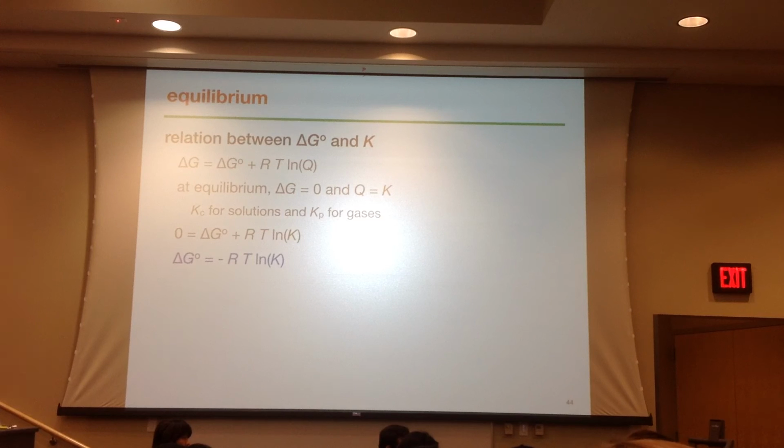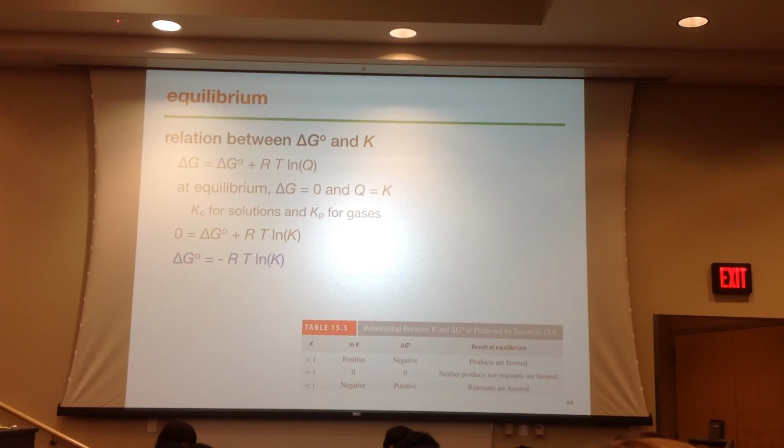All right. So let's look at this for a second. If we have a very large value of K, what does a very large value of K tell us? We're product favored. If I have a very large K and I take the natural logarithm of it, I have a positive quantity. Temperature has to be positive. R is positive. So delta G0 is going to be negative.